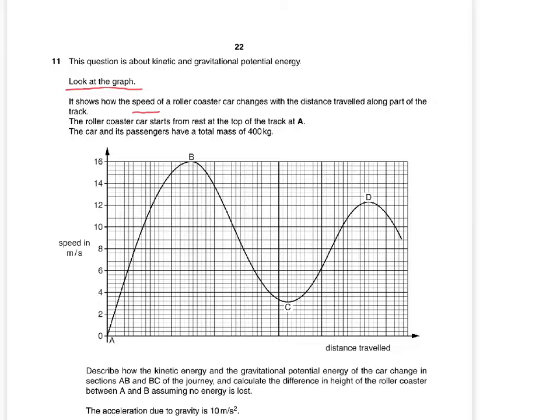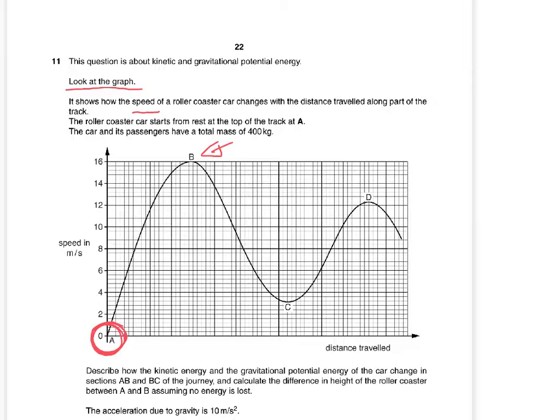The roller coaster car starts from rest at the top of the track A. So this is the starting point down here. That's the top of the hill, because that's when the kinetic energy is 0, when the speed is 0, and when the gravitational potential energy is at the highest. And that was the thing that people didn't connect. They thought that this point was the top of the hill. So that's why people lost the marks, because they just didn't interpret the graph correctly.